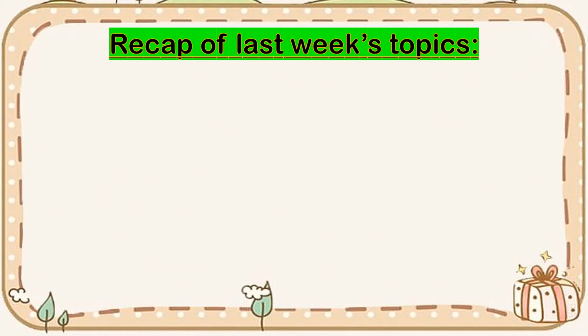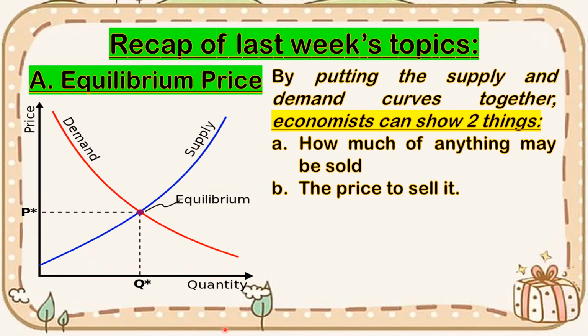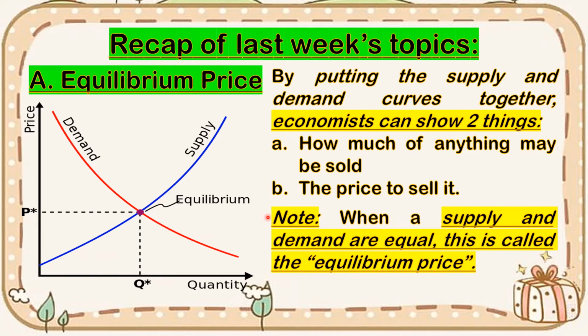Now, class, before we discuss our topic for this week, let's have a short recap of last week's topics. The first one is equilibrium price. What is equilibrium price, class? By putting the supply and demand curves together, economists can show two things. Letter A, how much of anything may be sold, and letter B, the price to sell it. Always remember that when supply and demand are equal, this is called the equilibrium price.